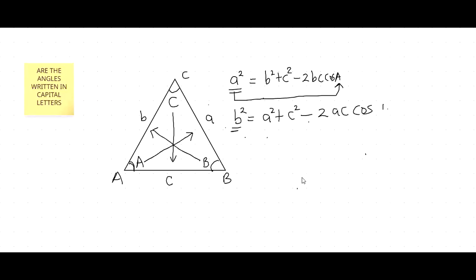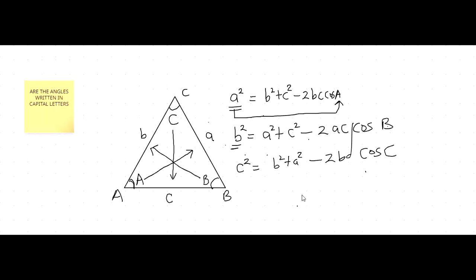In case you have started with C squared, then you'll have B squared plus A squared minus 2BA, and then you'll have cos of C. So that's how you use the cosine rule.